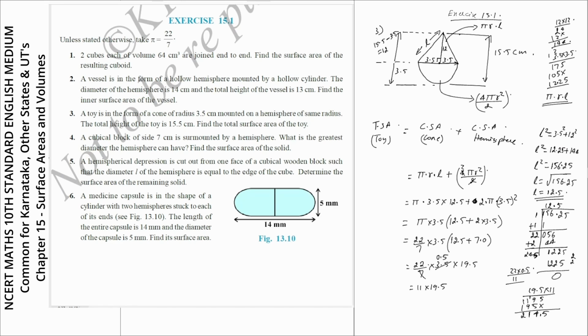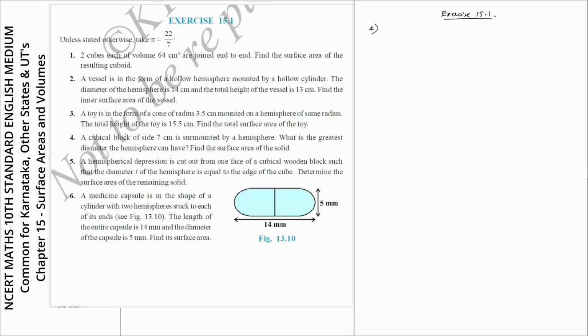so 214.5, so 214.5. What is the unit? Unit will be in centimeter square. So total surface area of the toy is 214.5 centimeter square. So length will be in centimeter, area will be in centimeter square, and if volume is there, volume will be in centimeter cube. So you should give correct unit, otherwise you may lose some marks for that, okay. Always volume is in centimeters cube or in meters cube or in kilometers cube, that way, okay.